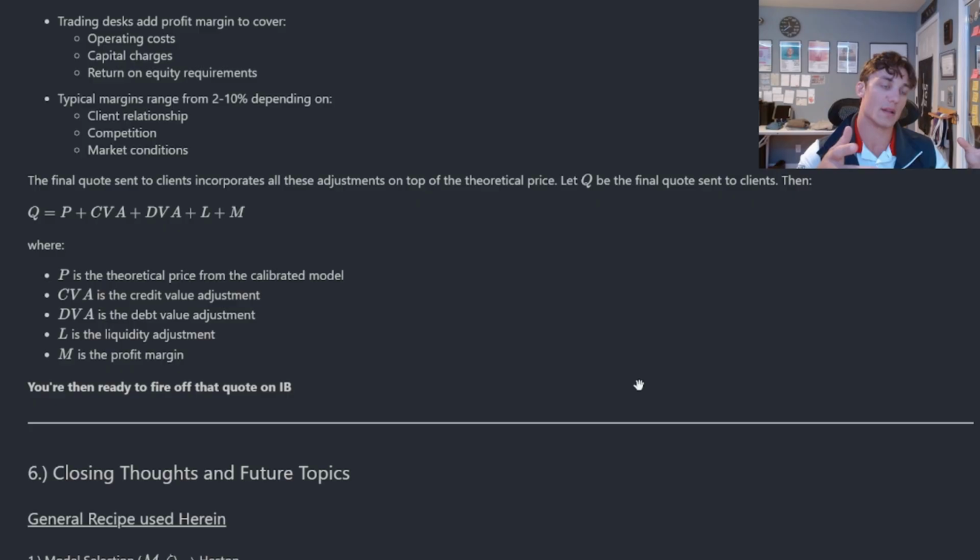we're going to produce vanilla prices, we find the parameter set for the model that we've chosen. Then we go about simulating exotic option prices. We can then make adjustments and then fire off that quote on IB to our clients and make a deal.